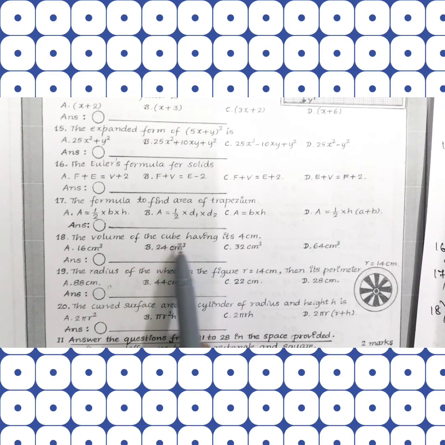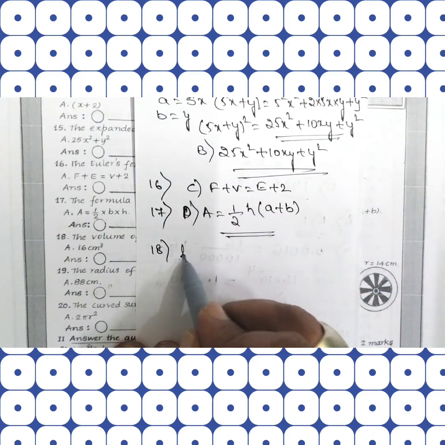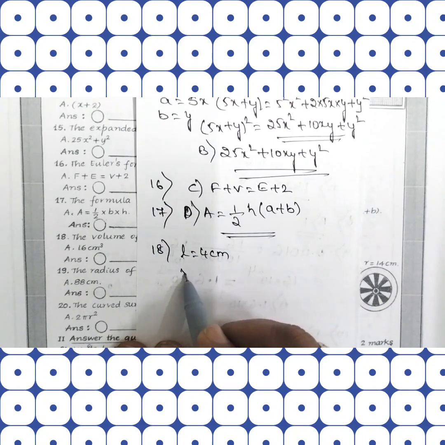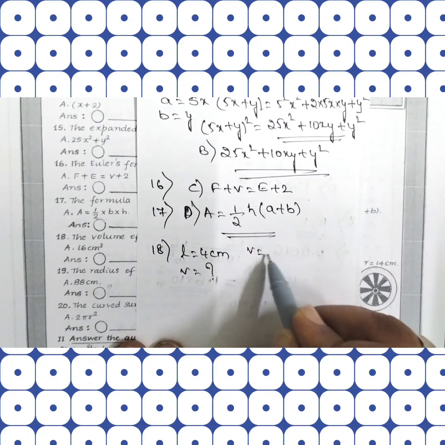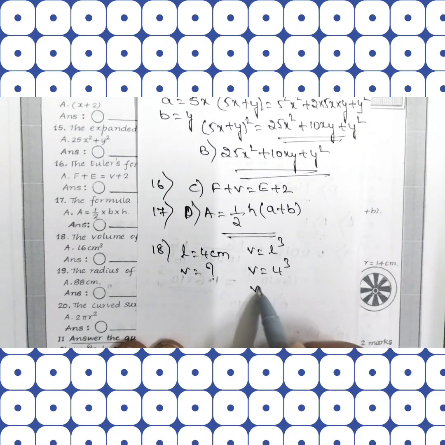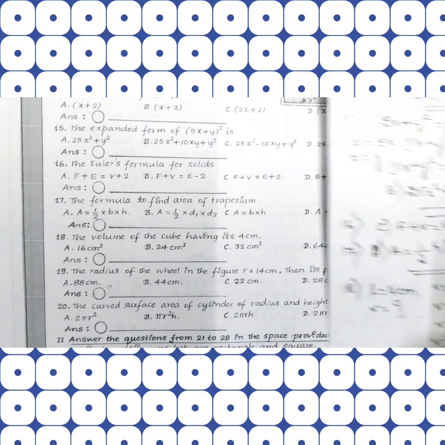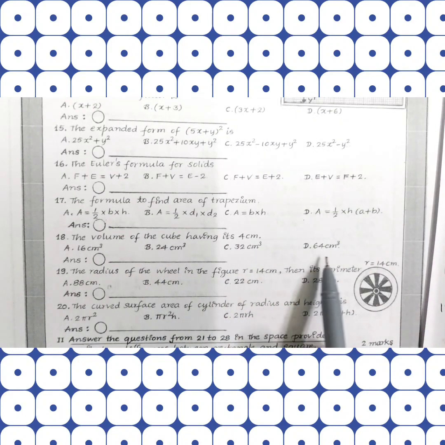So of a cube having its side 4 centimeter, let us find out the volume. L is equal to 4 centimeter, volume is equal to question mark, volume is equal to L cube. So volume is equal to 4 cube, which is 4 into 4 into 4. 4 4s are 16, 16 4s are 64 centimeter cube. Therefore the right answer for 18th question is option D, 64 centimeter cube.